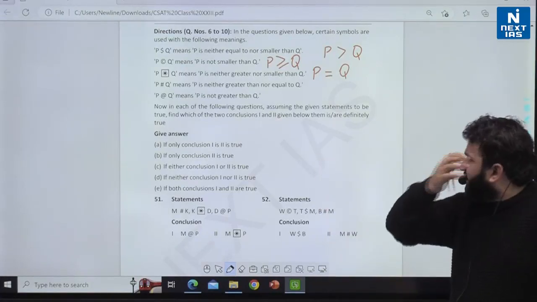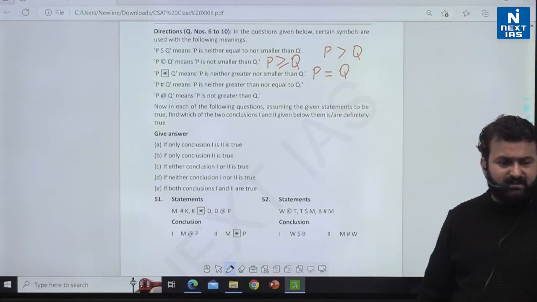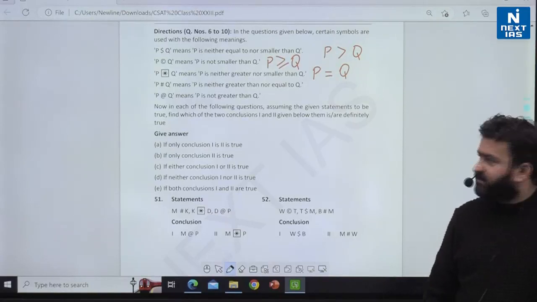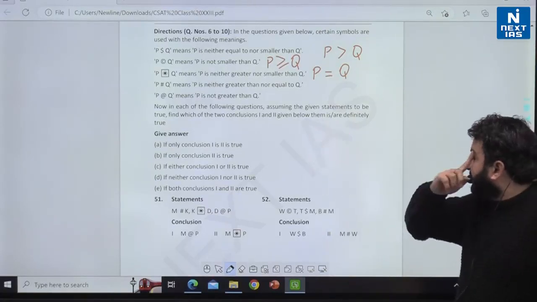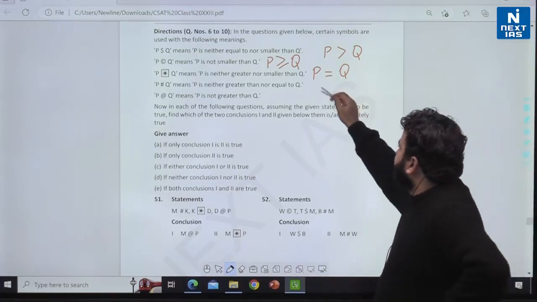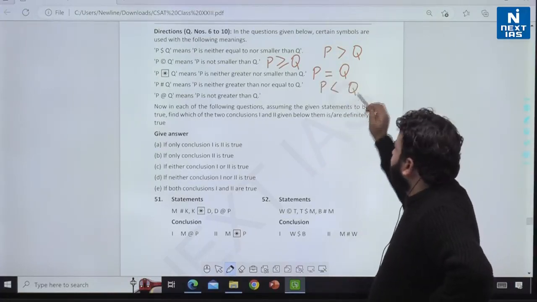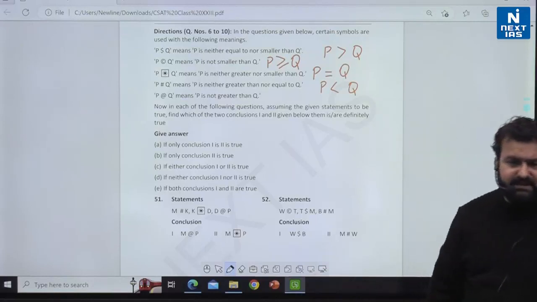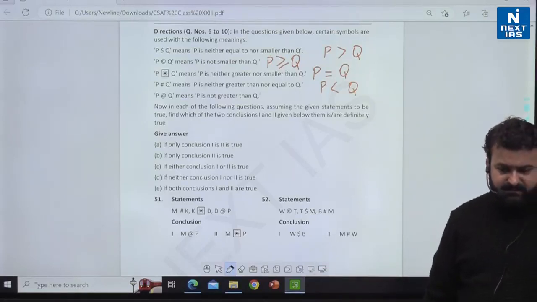P hashtag Q means what? P is neither greater than nor equal to Q. It means P is lesser than Q.